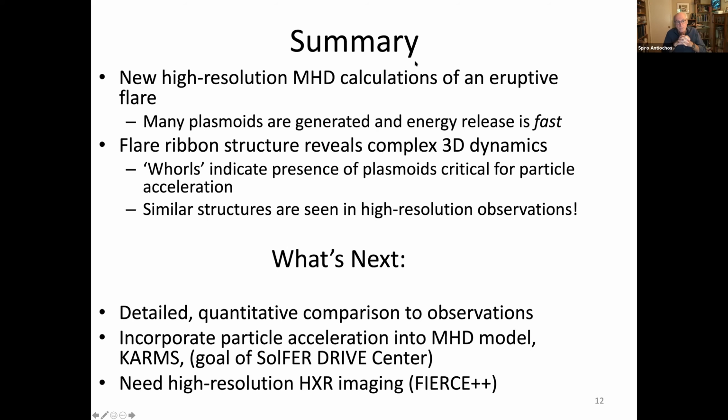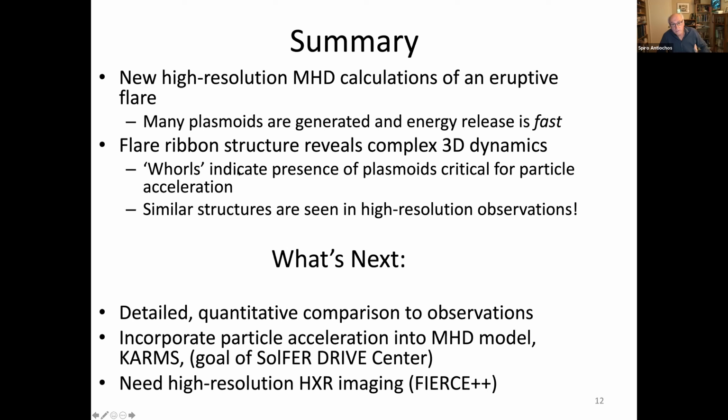So in summary, we had the new high-resolution MHD calculations of an eruptive flare, and we've done the highest resolution to date of 3D magnetic reconnection of a flare. You see many plasmoids are generated, and the energy release is fast. In fact, for this event, we got an injection speed of order the Alfvén speed, around 2,000 kilometers per second. And the release was plenty fast. The flare ribbon structure reveals complex 3D dynamics.